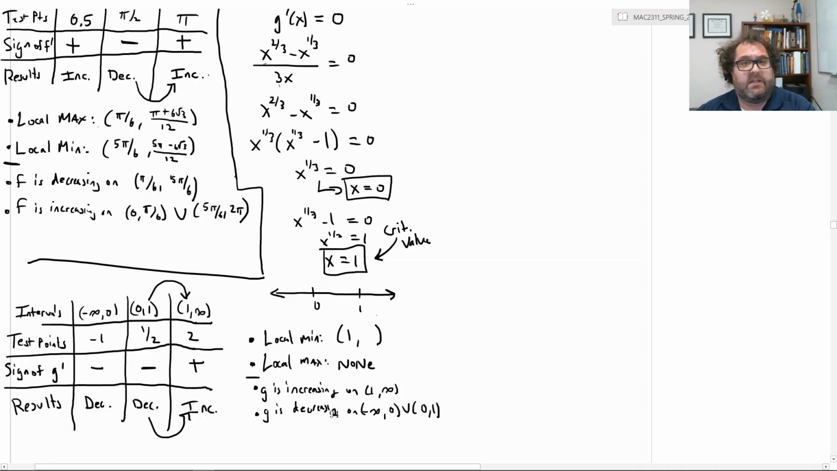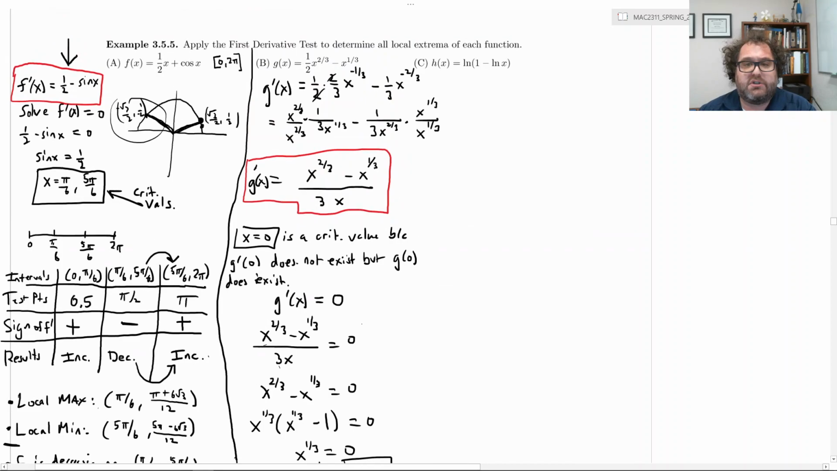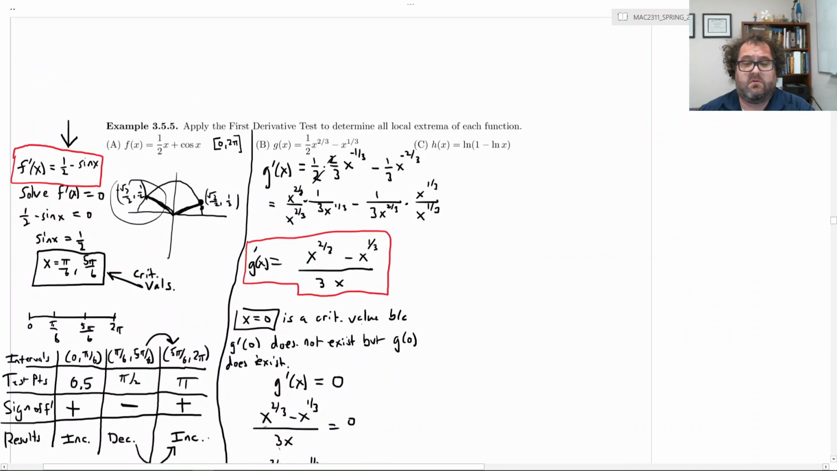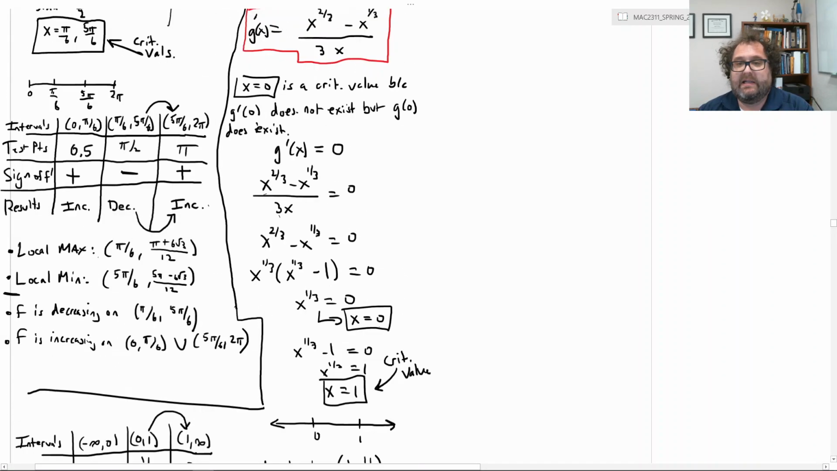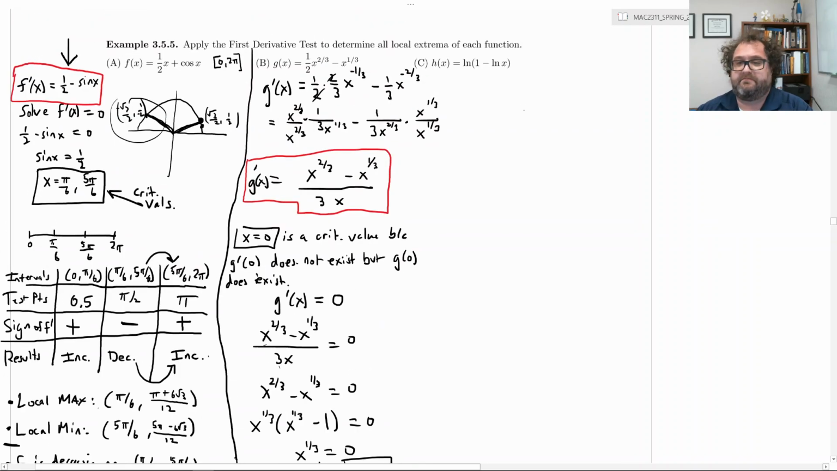Now to find the y value of the local minimum, we need to go back to the original function and evaluate at 1. So you plug in a 1: 1/2 times 1 to the 2/3 power, which is 1, minus 1 to the 1/3 power, which is 1. So you get 1/2 minus 1, which is negative 1/2. Let's do one more, then we'll check these all on Desmos at the end. I forgot to do the first one, but last one, and then we'll look at Desmos.